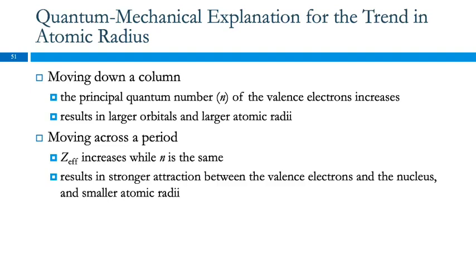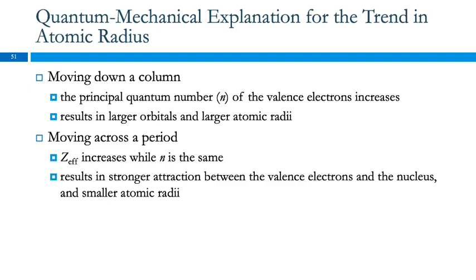Okay, so here we have the quantum mechanical explanation for that trend in atomic radius. As you're going down a column, the principal quantum number of the valence electrons is increasing. You're going from n equals 1, n equals 2, n equals 3. Those orbitals are larger, so they're on average farther away from the nucleus. So that makes the element larger, right?